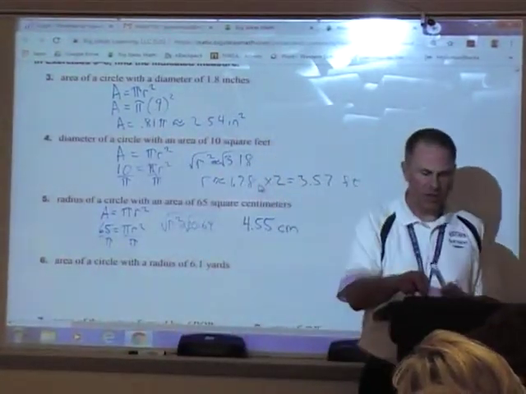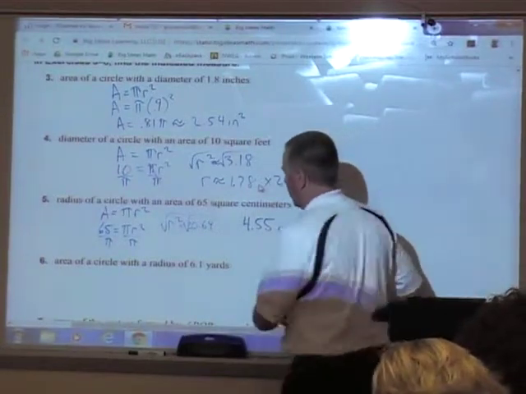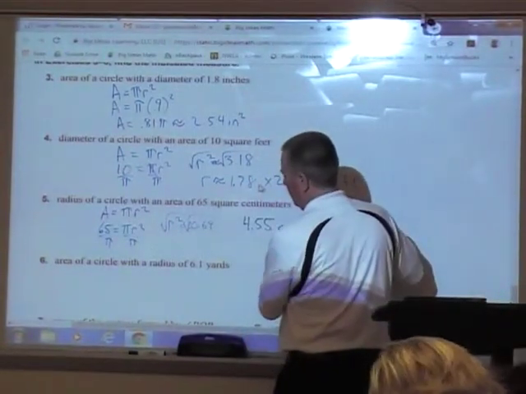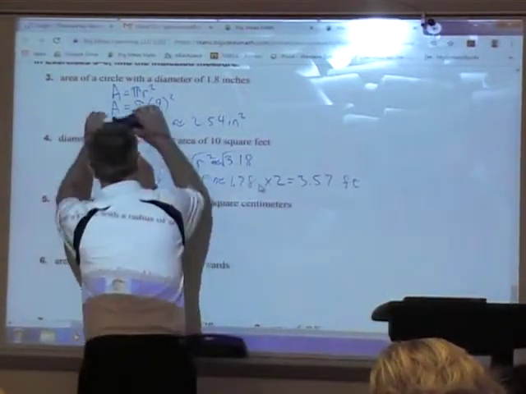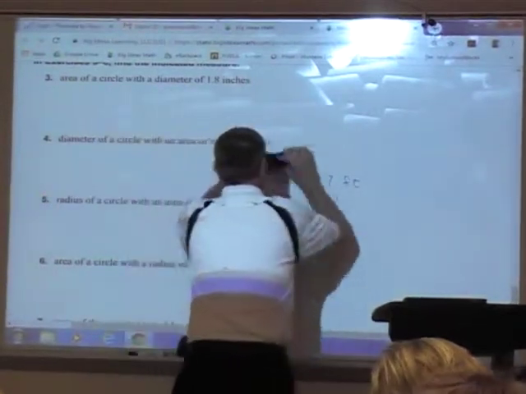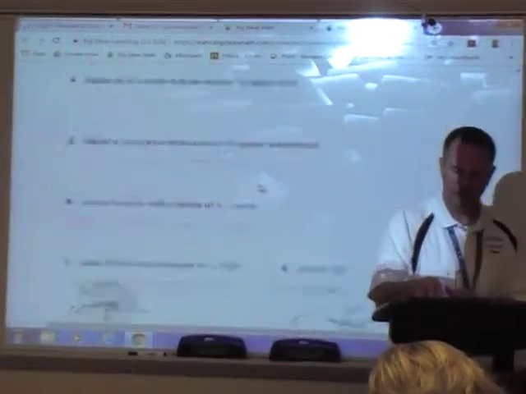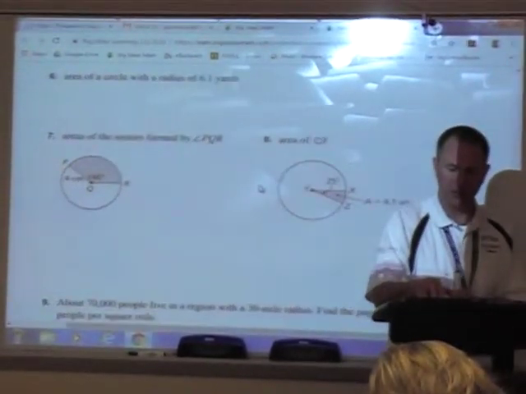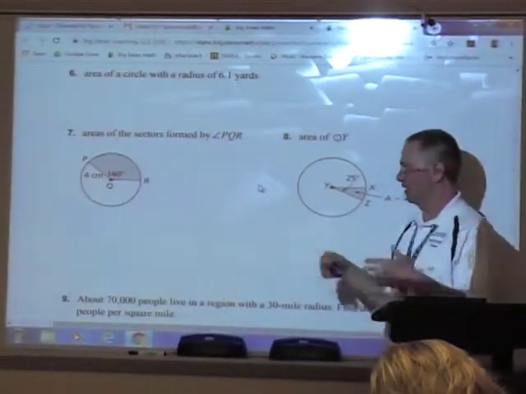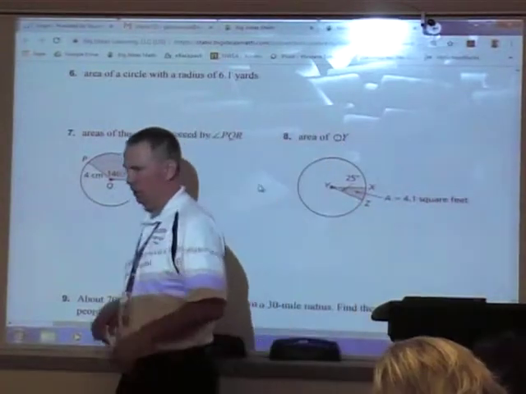That's good. Okay, number 6. Everybody work that one out? 6.1 yards is your radius. I want to know the area. Notice it's not 6.1 yards squared because it's just the length of your radius. It's just yards.